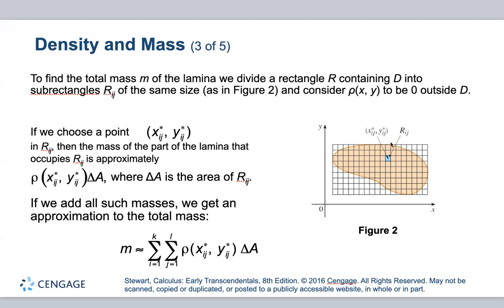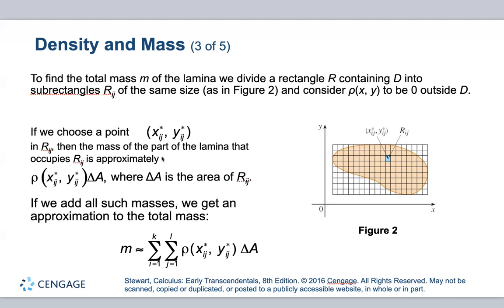So you grid up the area into sub-rectangles. You pick one generic rectangle, which we're going to call Rij, and focus on that for a moment. Pick your favorite point in that rectangle. It can be anywhere as long as it's in that rectangle, even on the border of that rectangle. That favorite point is going to be xij star, yij star.